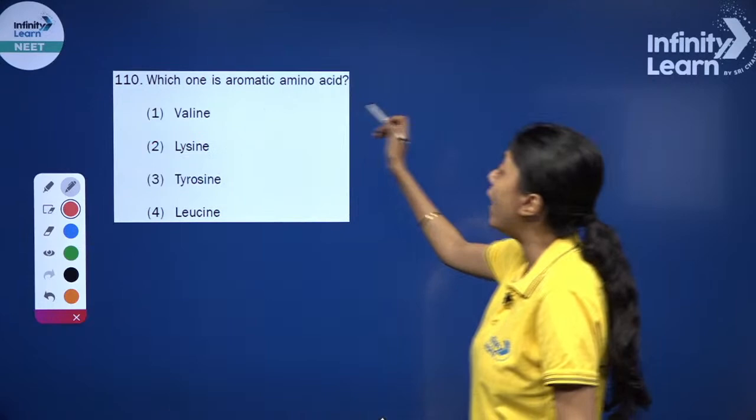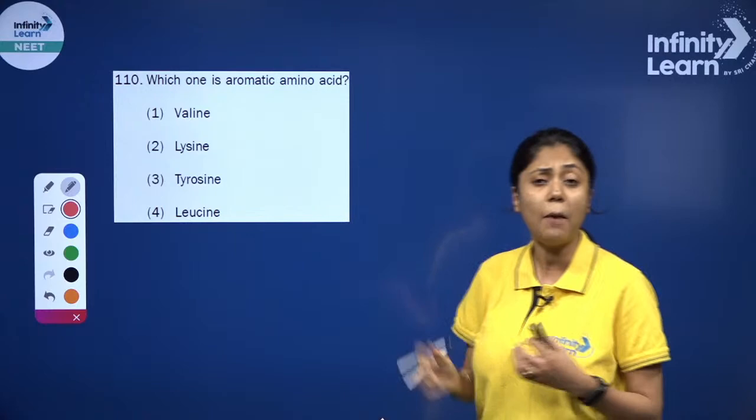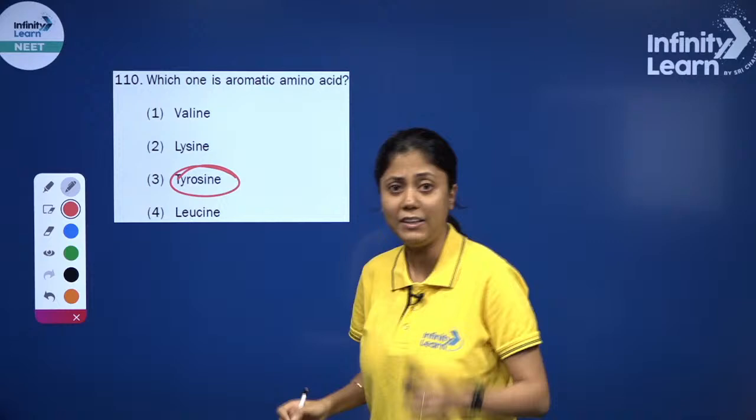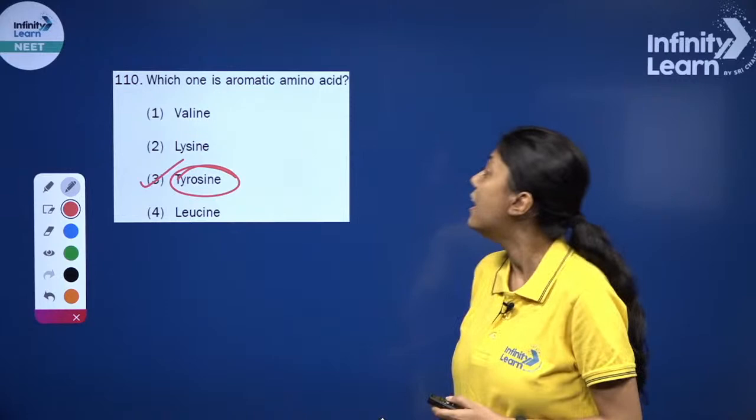Which one is an aromatic amino acid? Very simple question. Is valine an aromatic amino acid? No. Lysine? No. Which one is it? Tyrosine. Tyrosine is an aromatic amino acid. So this one is the correct answer. Moving ahead to the next question, right?